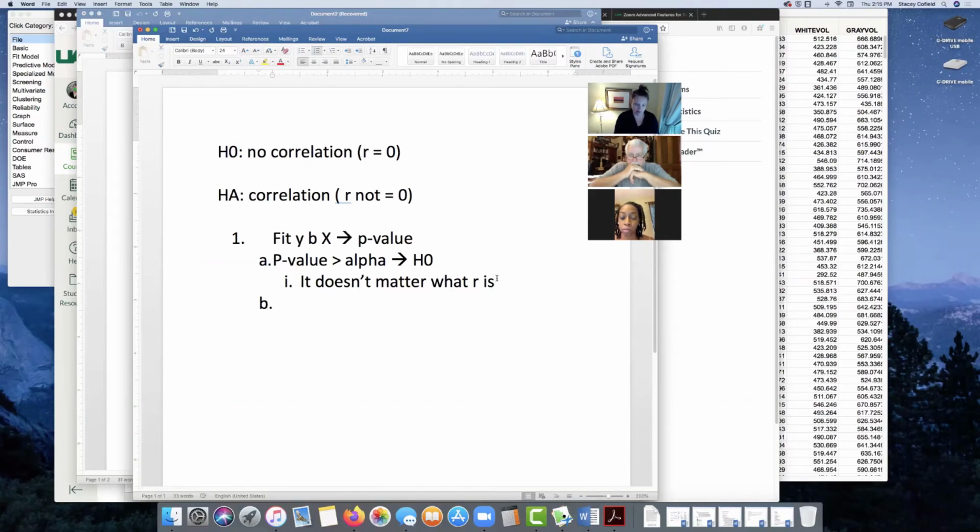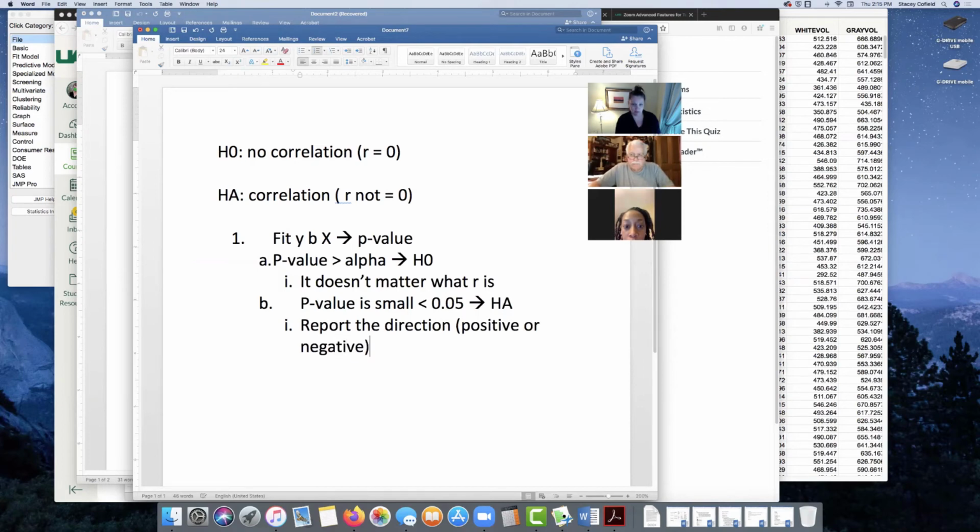Our other option here, right, is that our p-value is small, usually less than 0.05. That's going to take us to HA. And in this case, you want to report the direction, right? And that's positive or negative. You want to report the strength, right? And there's any number of ways you can say it, but mild, moderate, strong is a good indication, or weak, moderate, strong is also fine, whatever word feels comfortable to you. There's no general or required standard. And then you actually want to give those values, but then you also get to interpret it, right? Interpret the strength.